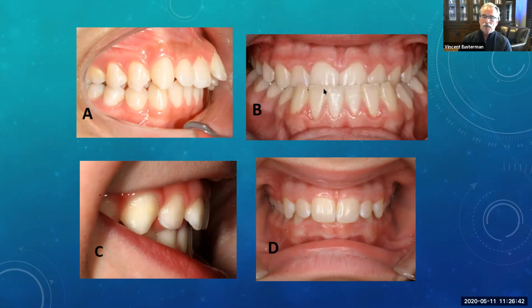This is a class 3 malocclusion. This is a class 2 malocclusion. And you can actually look at the malocclusion with the canine relationship too if you've lost molars. I'm not going to go into that.